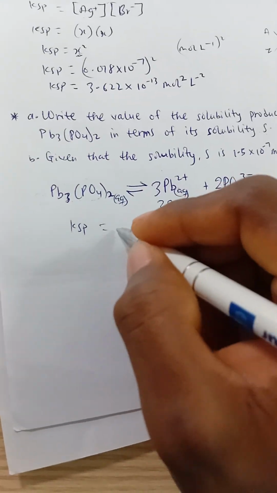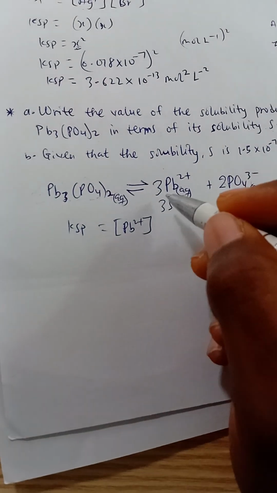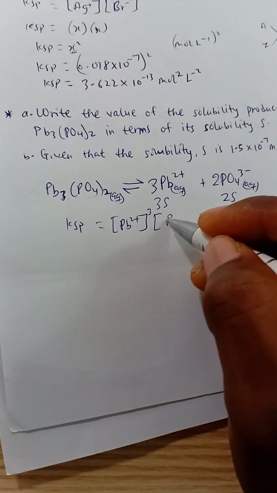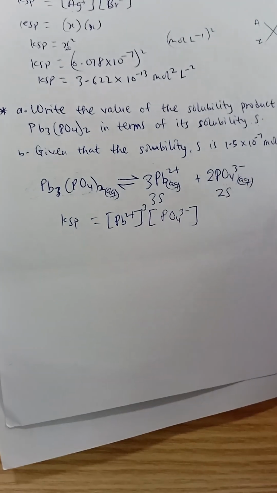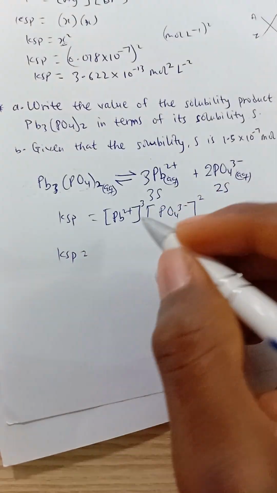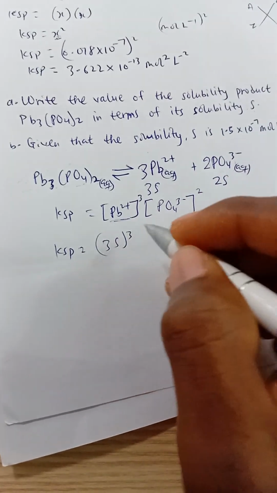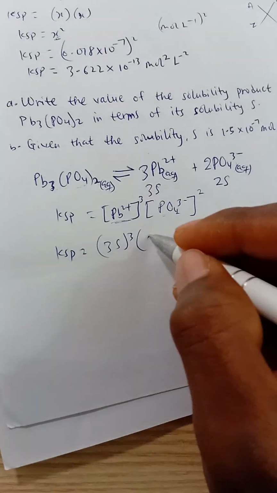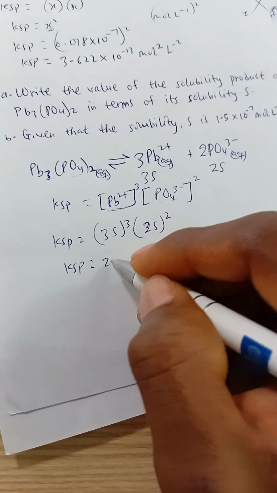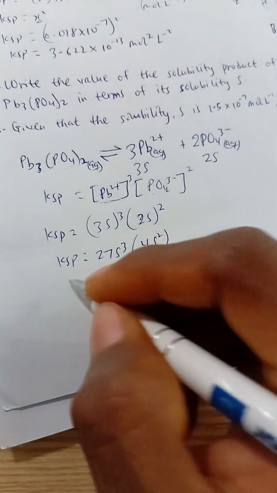Our Ksp equals the concentration of the Pb2+ ions raised to the power of its coefficient, which is 3, multiplying the concentration of the PO4 3- ions raised to the power of its coefficient, which is 2. So now Ksp equals, the concentration here is what? 3S raised to the power 3. The concentration of this is what? 2S raised to the power 2. Ksp equals, here we get 27S cubed multiplying 4S squared.